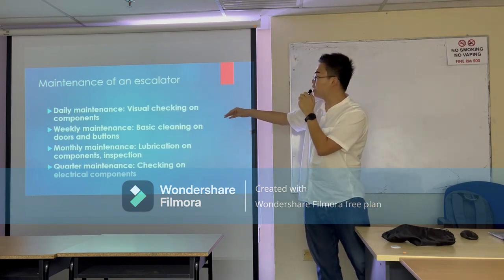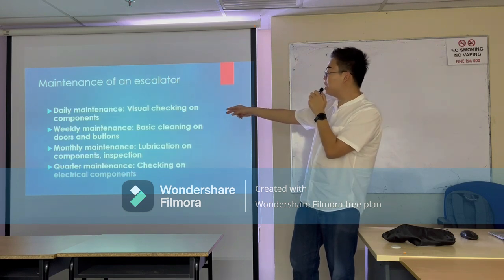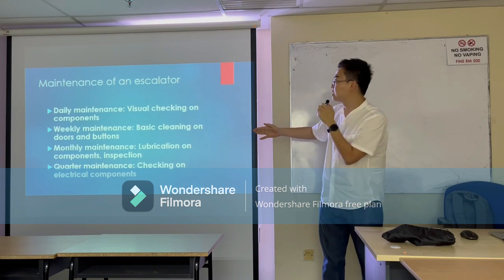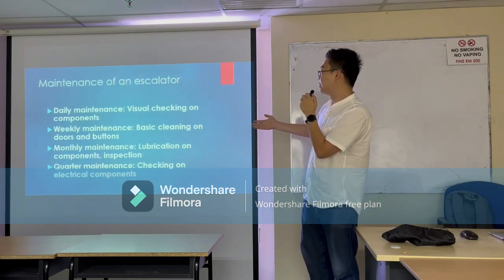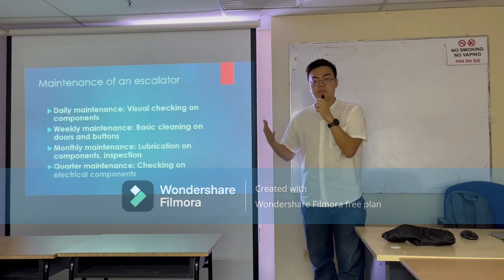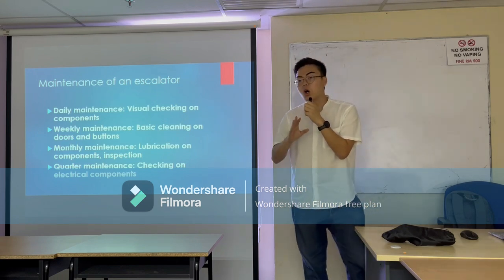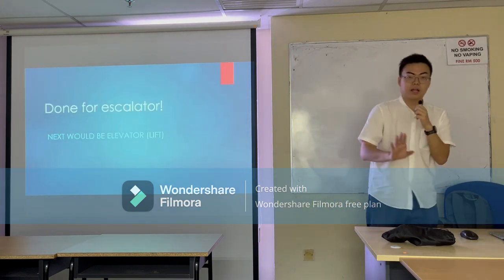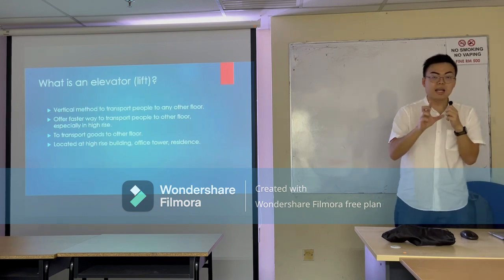When it comes to daily maintenance, it's about visual checking on all components. Secondly, weekly maintenance includes basic cleaning on the doors as well as the buttons. Monthly maintenance involves lubrication on components as well as inspection of the components. Lastly, quarterly maintenance involves checking on critical electrical components. So I've done with the escalator, so allow me to proceed with the second topic, which is the elevator, or lift.